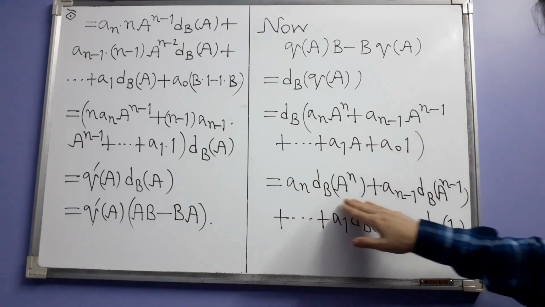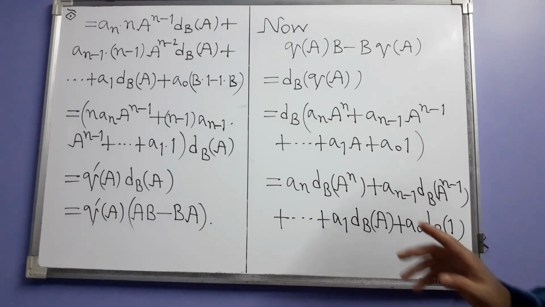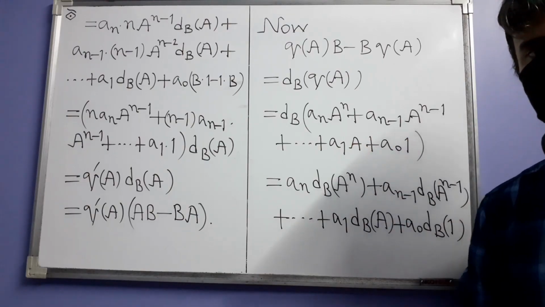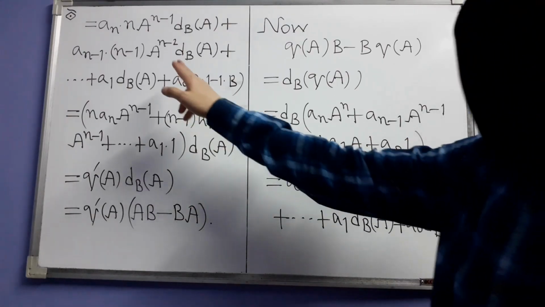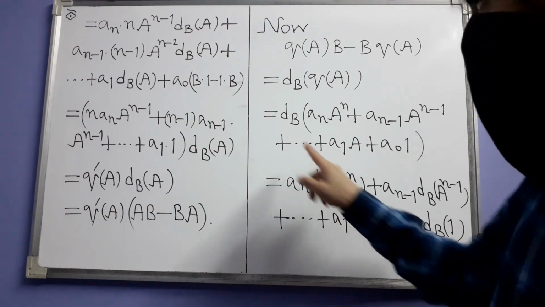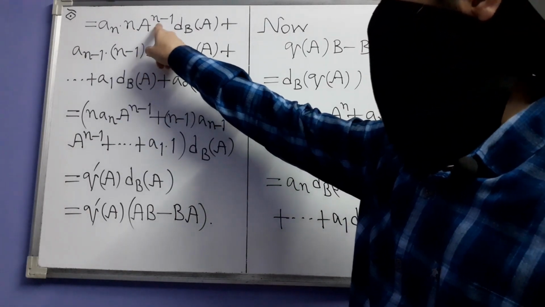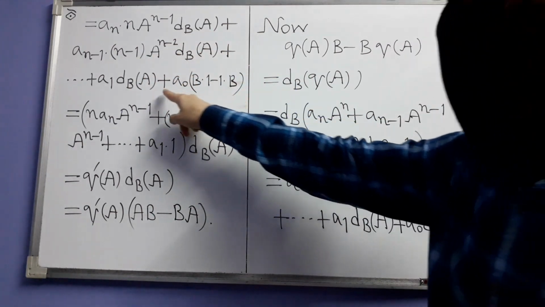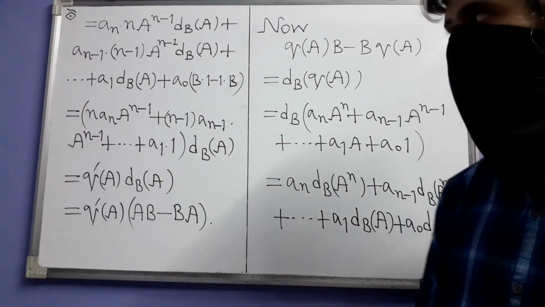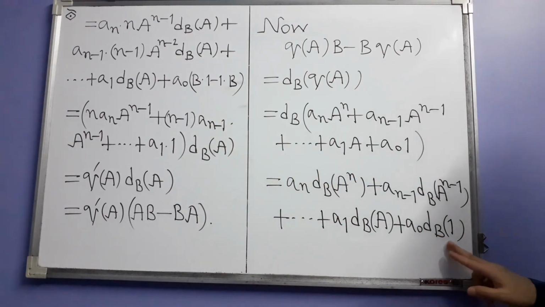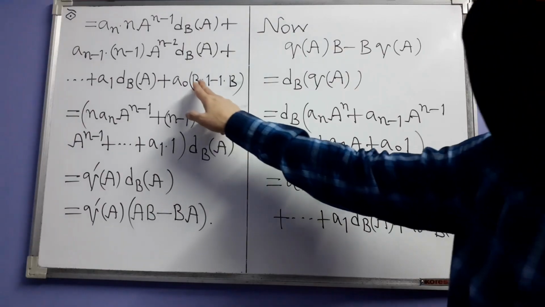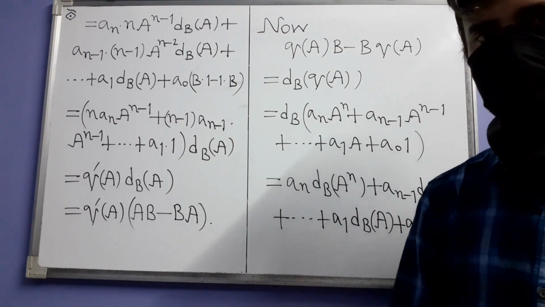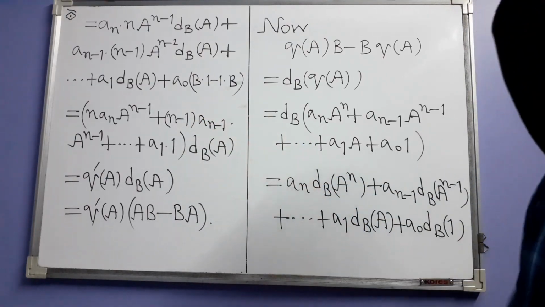Okay, so this line is justified, and then in the next line we apply that guess that we have guessed, which you have to prove by induction. By that, dB of a to the power n becomes n times a to the power n minus 1 times dB of a, and accordingly the other things also get put in their places. What is this last dB of 1? By the definition of dB, this is b times 1 minus 1 times b, which vanishes. That means it's the zero matrix, so it doesn't stay.